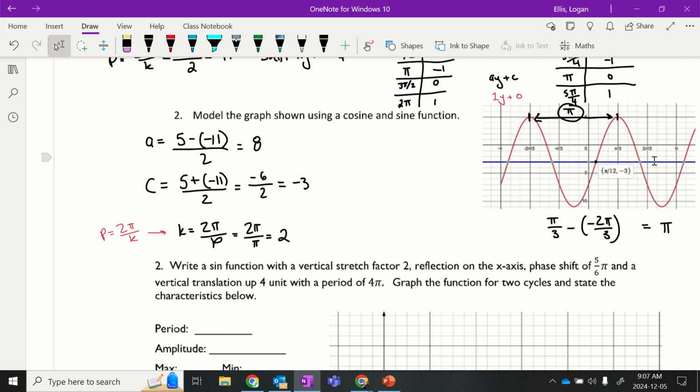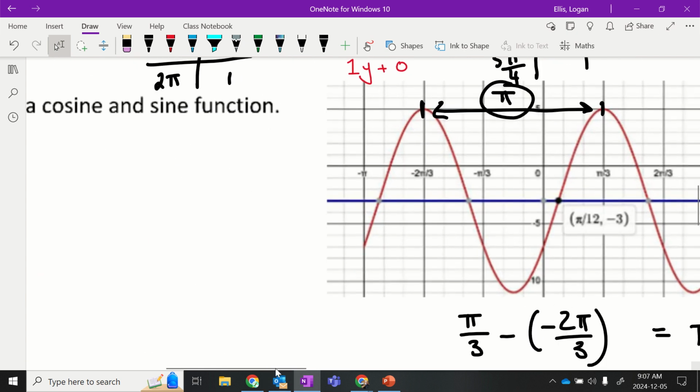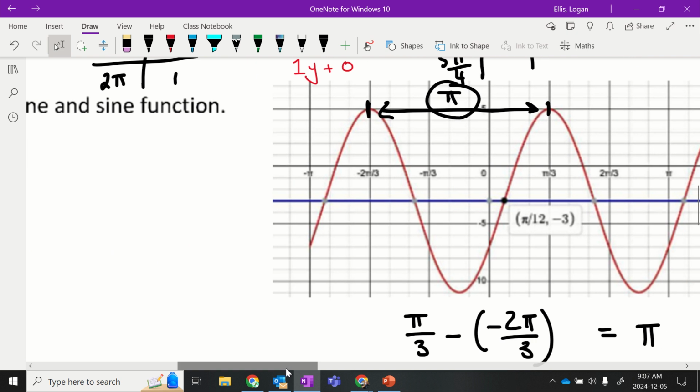The 2 pi over 3 thing? Yeah. So I'm just finding the distance. You don't need to, but this was me saying I want to find the distance between pi over 3 and negative 2 pi over 3. So I'm just subtracting those two values to find the distance there. So pi over 3, that's this value. Subtract negative 2 pi over 3. So tell me the distance between the two, which is pi there.